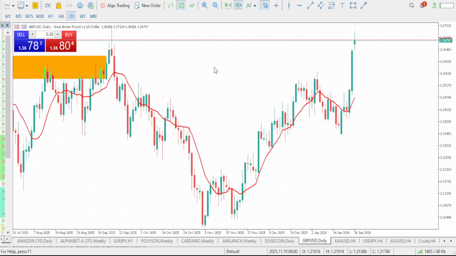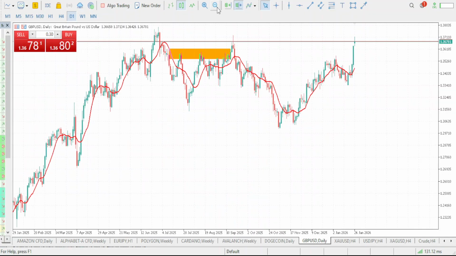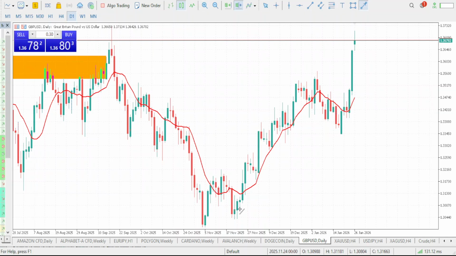Now let's go down to our daily. We will go back to our daily time frame, so we are going to understand what market is doing. And as you can see on our GBPUSD, we are in an uptrend move. You can clearly see that market is very much in an uptrend move, right?